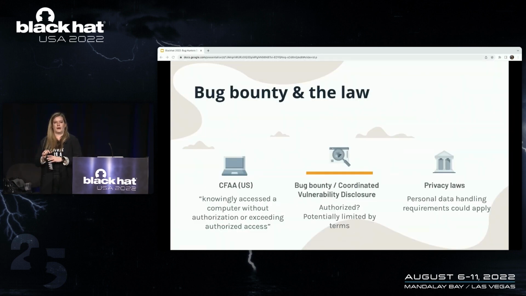So let's go over a quick, really high-level refresher of bug bounty in the law. In the United States, there's the Computer Fraud and Abuse Act.